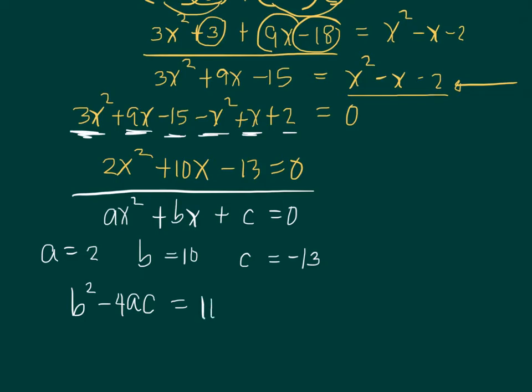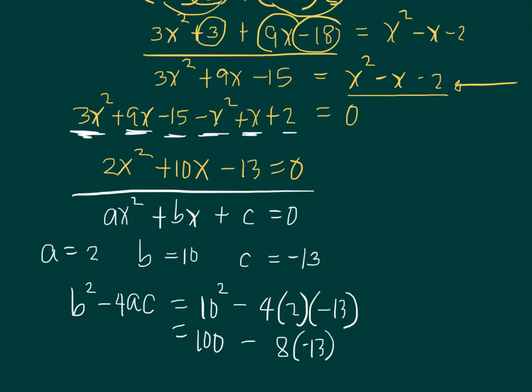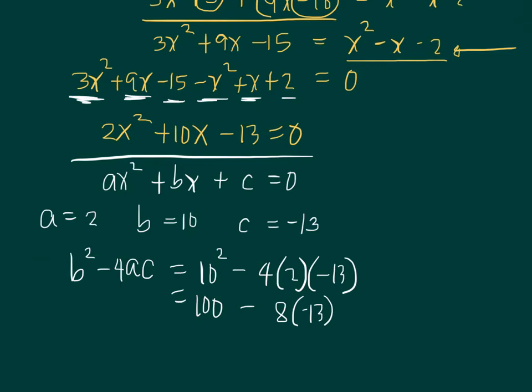So b squared is 10 squared minus 4 times a, which is 2, times negative 13. Okay, so this is 100, and then minus 8 times negative 13. When you multiply 8 and negative 13, you should get negative 104. So 100 plus 104, and this is equal to 204.